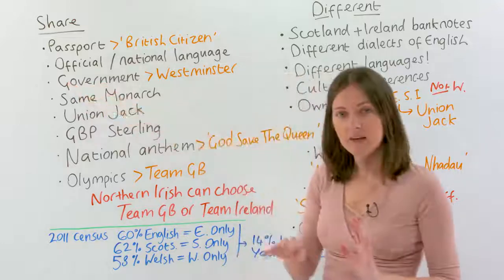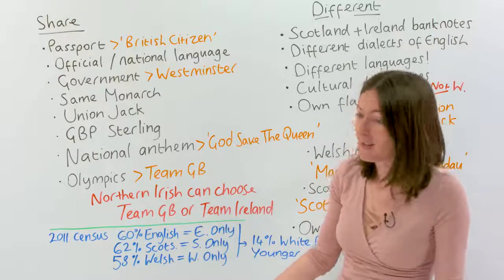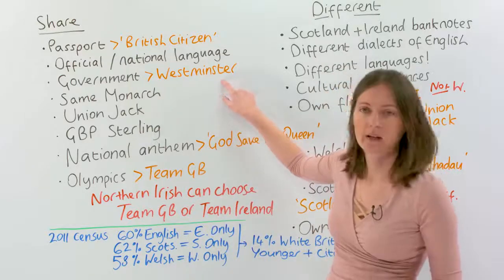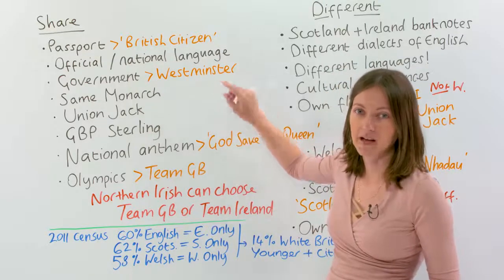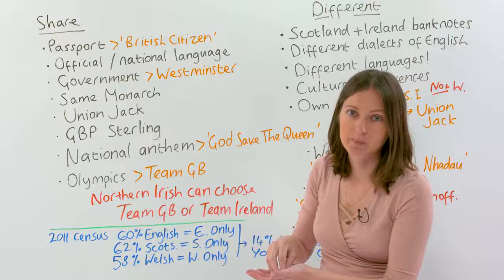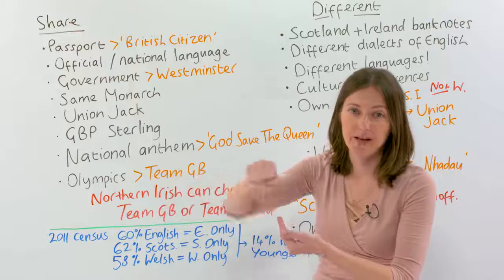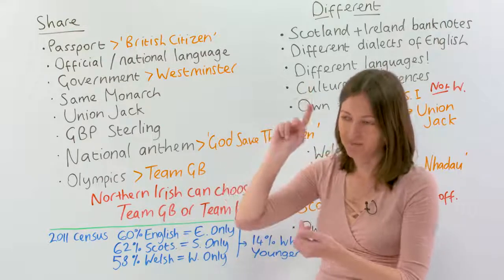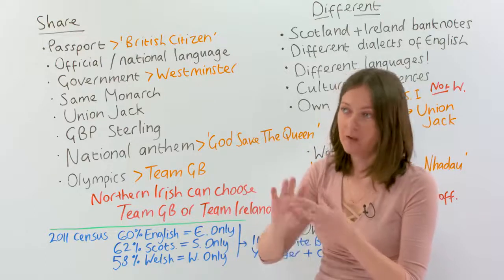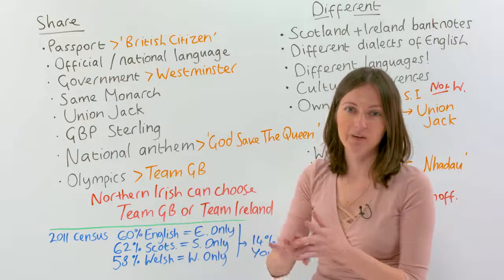Next, we have the same official and national language, which is of course English, and I'm speaking now in English to you. We have the same government, and the government is in Westminster in London, the Houses of Parliament. So where the laws are made in Westminster, they are sovereign over all the laws made in... Okay, I was going to mention it later, but there are some devolved governments in the countries of the UK, in Scotland, Wales and Northern Ireland.